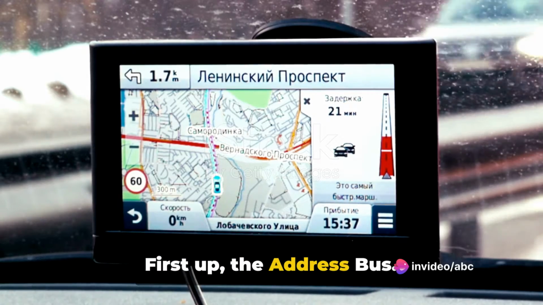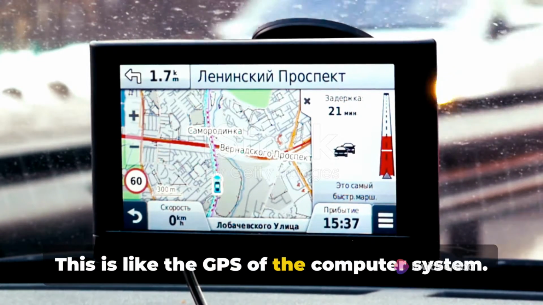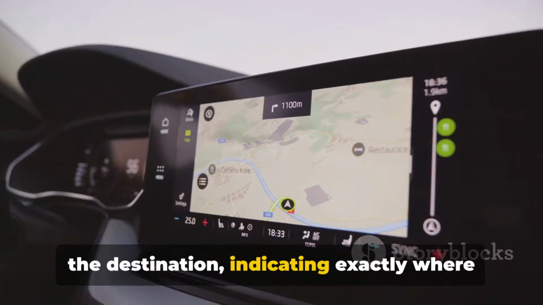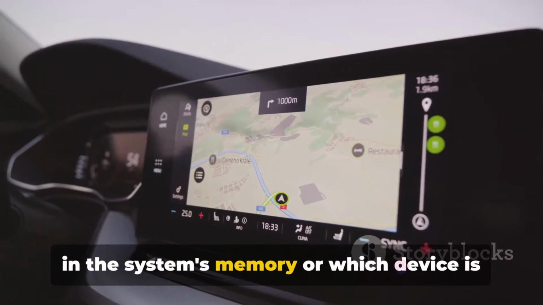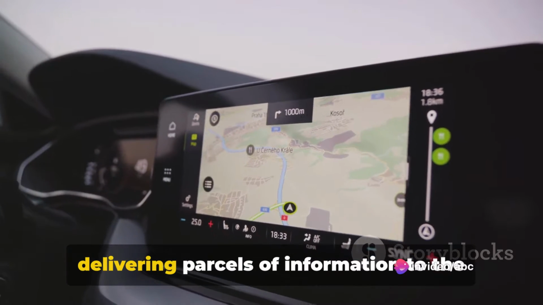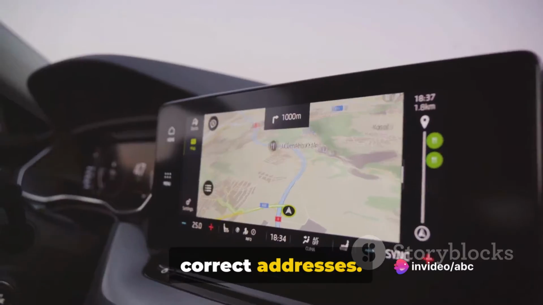First up, the address bus. This is like the GPS of the computer system. It carries addresses from the source to the destination, indicating exactly where in the system's memory or which device is being accessed. Think of it as a courier service, delivering parcels of information to the correct addresses.